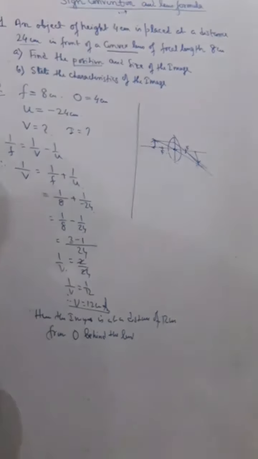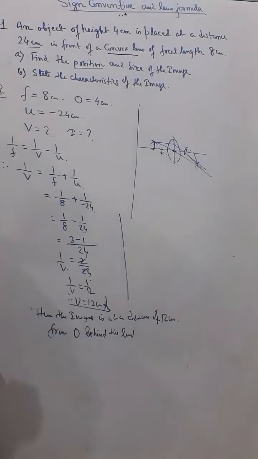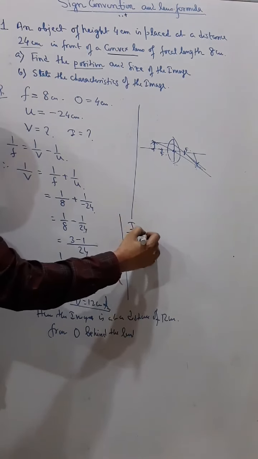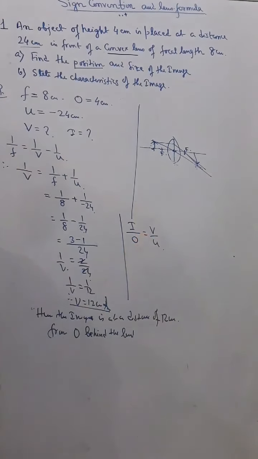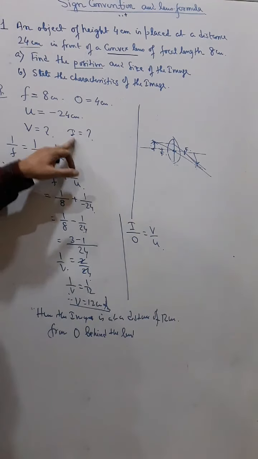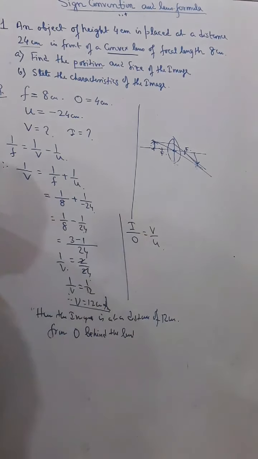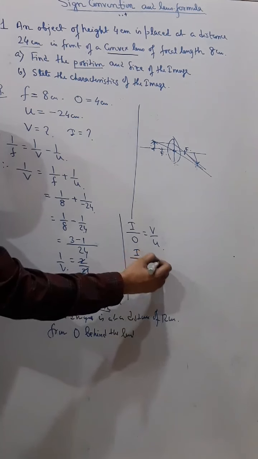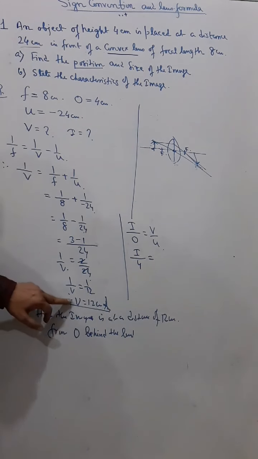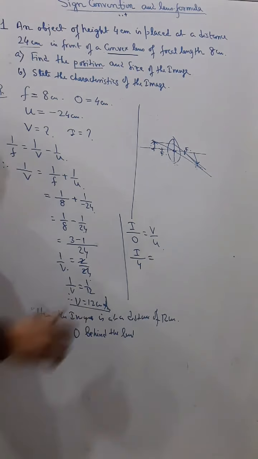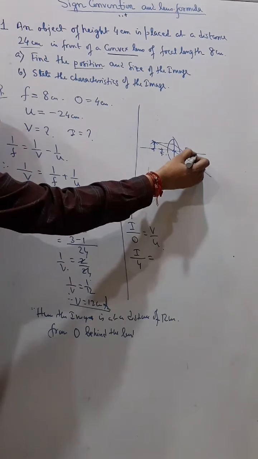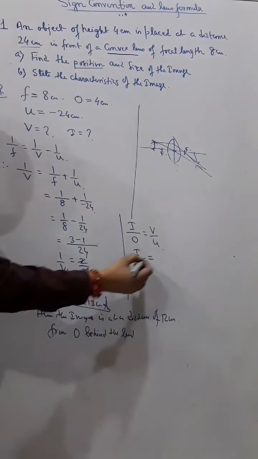Now for size of the image, I can use that relation of magnification. Okay, I by O equals V by U. Now out of this I have to find what? I have to find I, and this I know. So O is 4, so I can say I by 4 centimeter. Now V is 12. V means it is that side, so V is positive, so we'll put a positive value here.